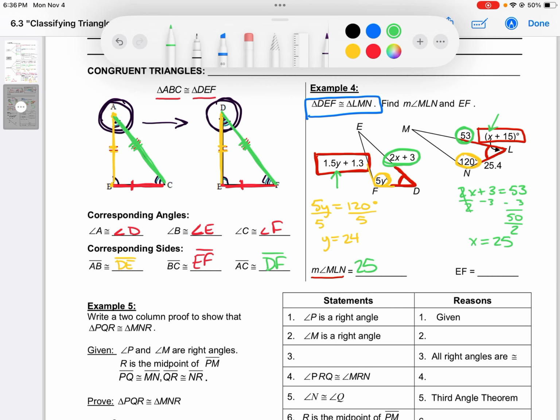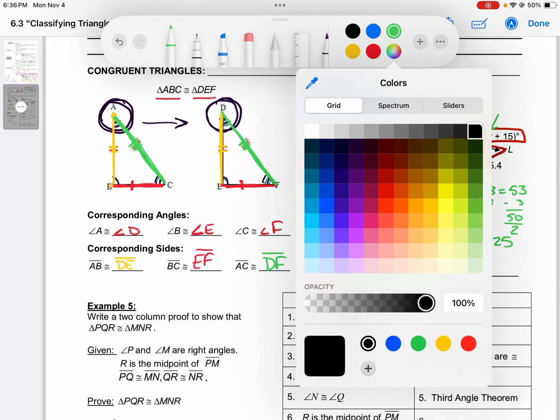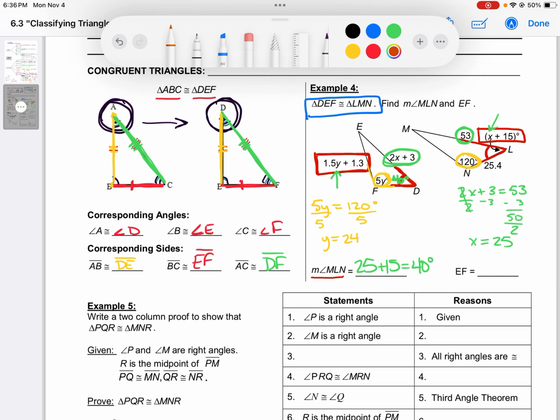All right, so first, x is 25, and this angle is x plus 15. So that means angle MLN is 40 degrees, and also that angle D is 40 degrees because they're corresponding in these congruent triangles. And then I also have y, and y is 24. So if I take 1.5 times 24 and I add 1.3, all right, 1.5 times 24 is 36, and 36 plus 1.3 is 37.3. So I was able to find my side length, and I was also able to find my missing angle.